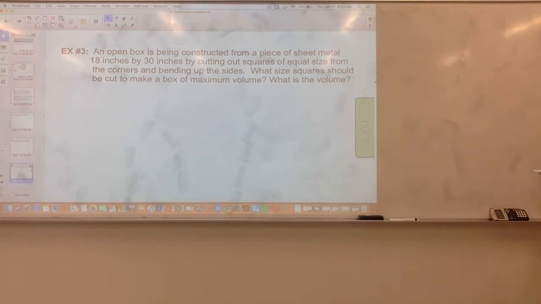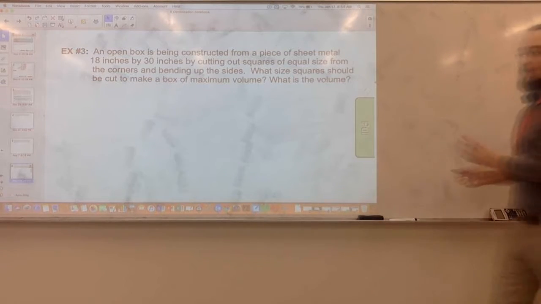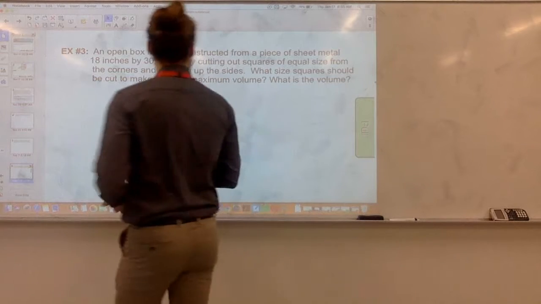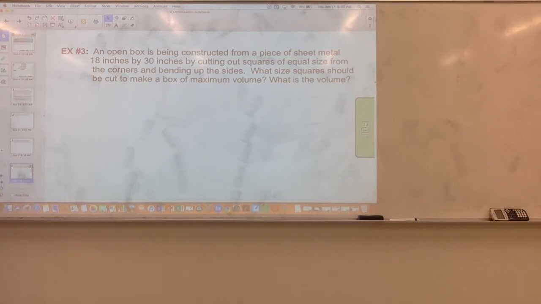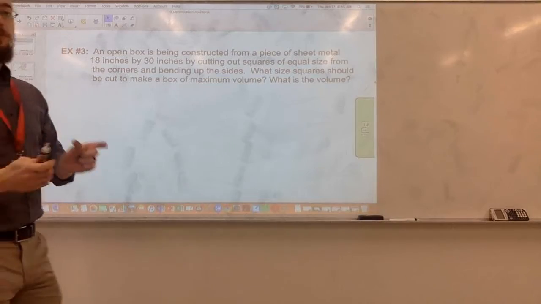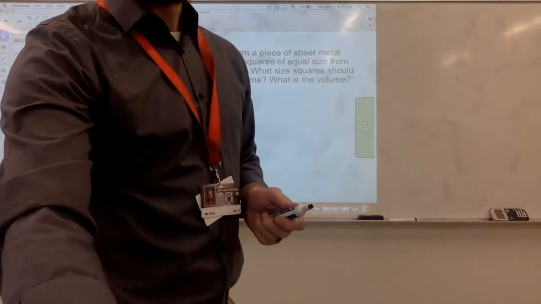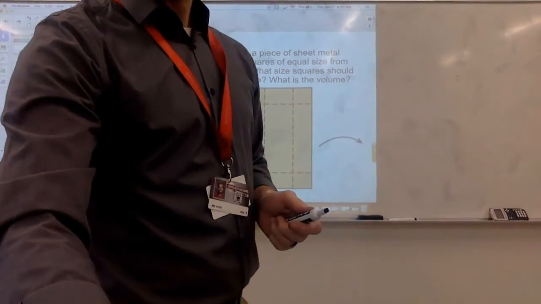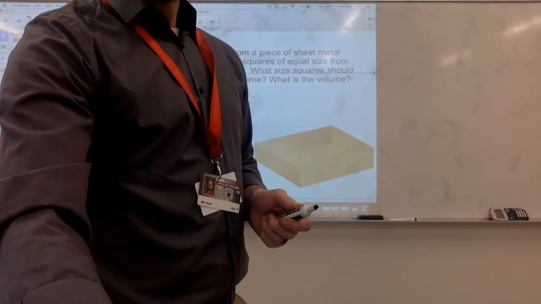All right, so we've got an open box being constructed from a piece of sheet metal. The sheet metal is 18 by 30, and what I want to do is cut out the corners, cut out squares of equal size, so that I can fold it up and create a box. I want to figure out how big to cut those squares out to create a box of maximum volume. So this is a picture of what we're doing, right?